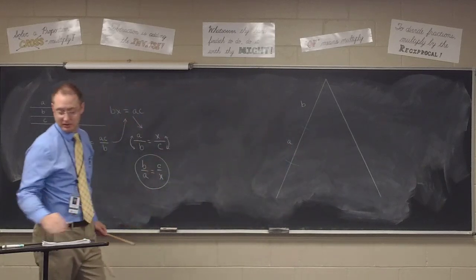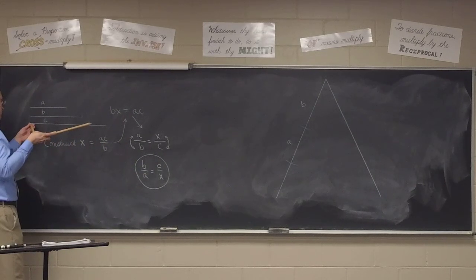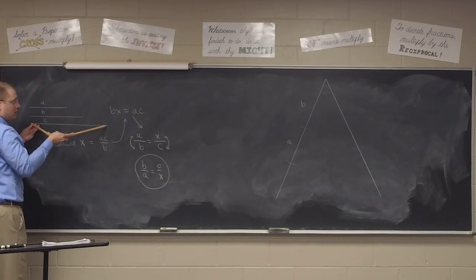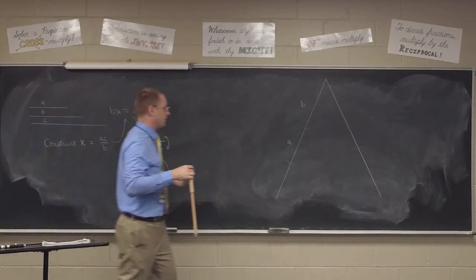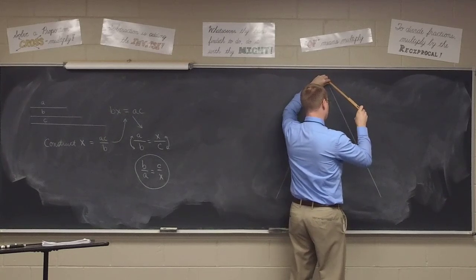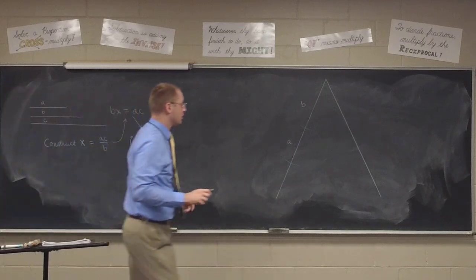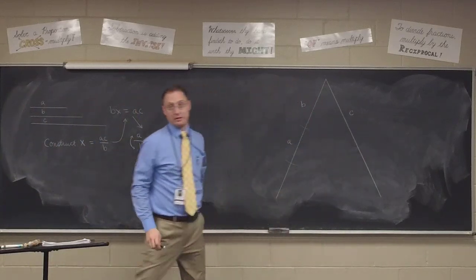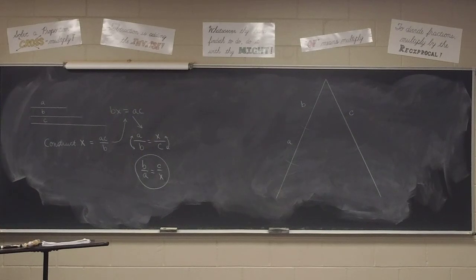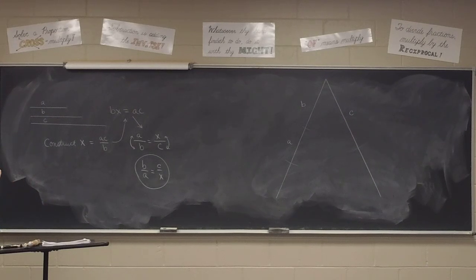Then what, Kendall? Mark off C on the other side. Good, the proportion right here says to mark C next. So measure C. There we go. Mark it off on the other side from the vertex still. Audrey, then what? Say that again. The ends of B and C.